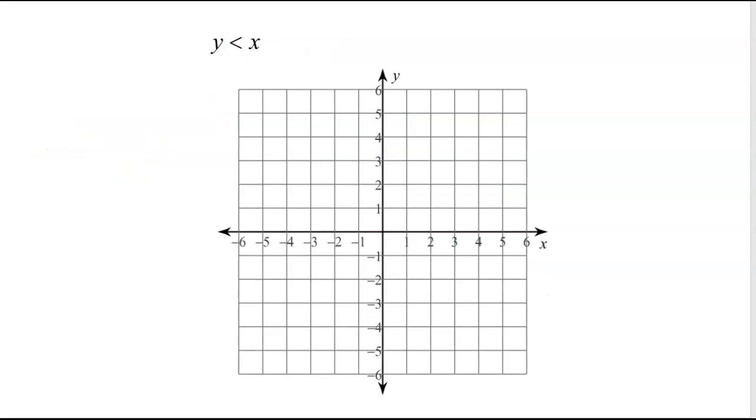Okay, last one. Y is less than x. So our y-intercept is 0. The slope is 1, right? Means the intercept is going to be right here. The slope is just going to keep going up and down all the way from here. Oops, is there a line under it? Nope, no line. So I'm going to make a dashed line.